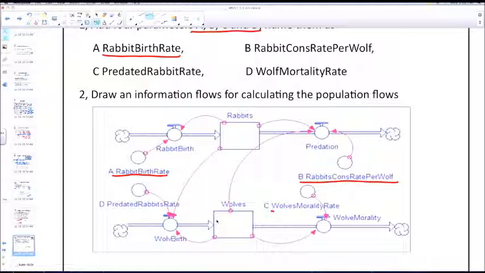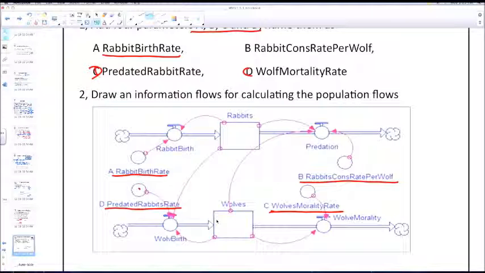Okay, the C and the D I confused here. C is the wolf death rate. I call it wolf mortality rate. And the D is the predated rabbit rate. That's talking about how many rabbits are consumed to reproduce one new wolf. So that's the A, B, C, D. That's the information we need to do the computation.